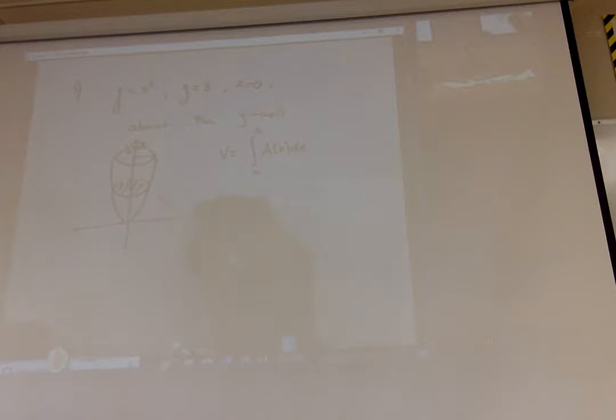What did you rotate? You rotate the area, right? You rotated the area. So this would be a solid piece, okay? There's no empty space inside. This is the solid piece.